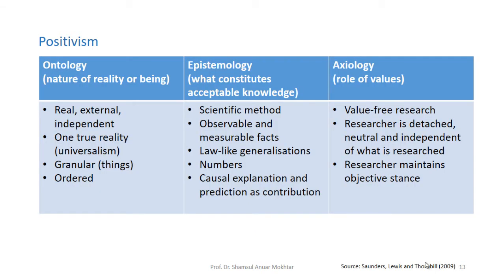Now this is positivism. So when we look into the context of ontology, epistemology and axiology. Positivism in the context of ontology, which simply means the nature of reality or being. So for positivism, the world is real. It is external and it is independent.